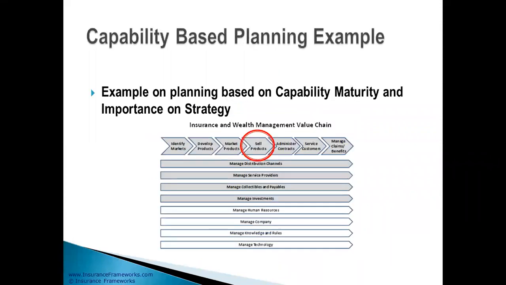So let's start by saying that capability-based planning can be done on a number of variables. In this example, we're going to be using capability maturity and the importance of those capabilities on the strategies. For this example, we've pre-selected that selling products from the value chain is where the organization should be putting their investments.